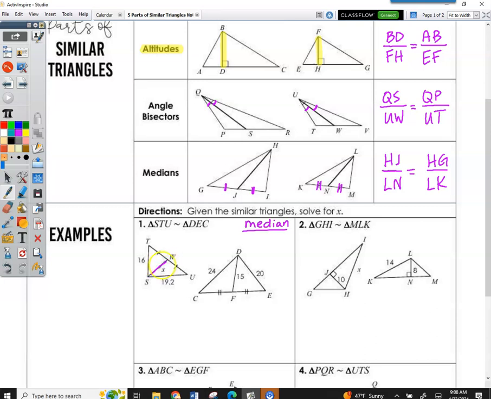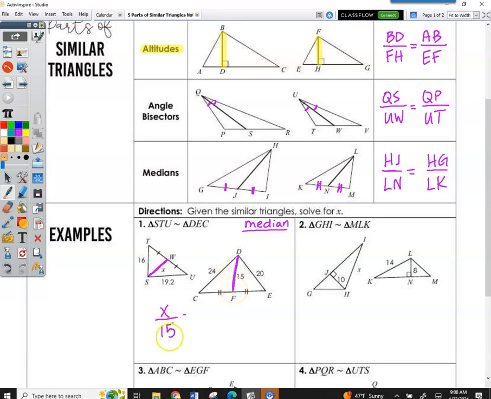X is right here, which is the segment cutting through the middle. So X compares to what from the other one? It's going to be the segment cutting through the middle, 15.